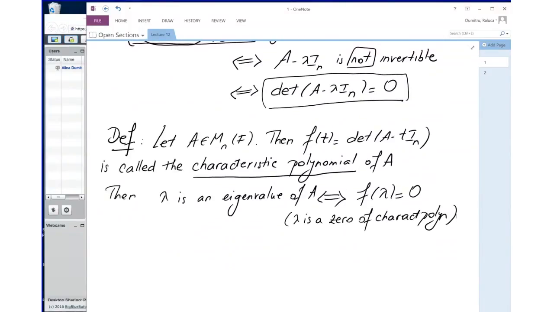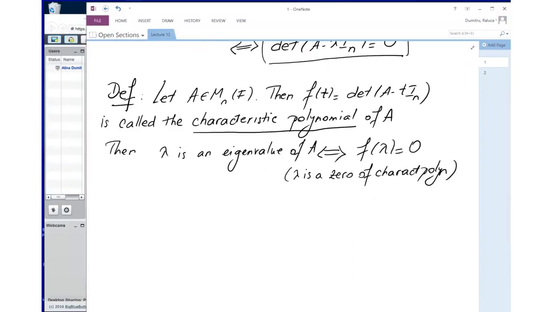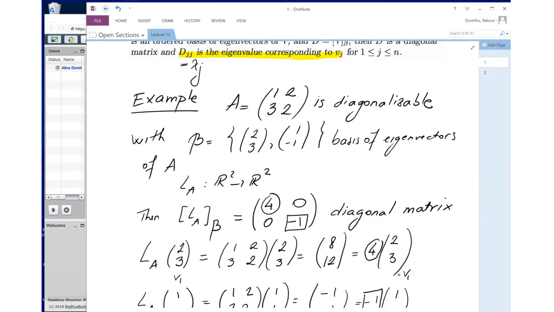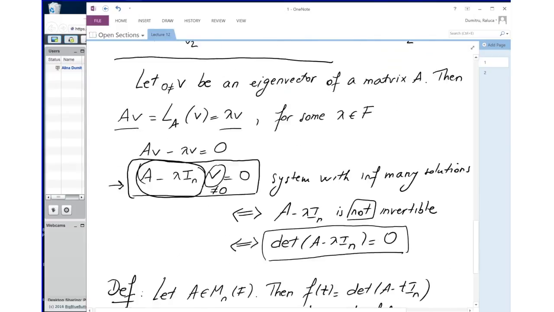So the plan is simple then, right? Given the matrix, we can find its characteristic polynomial and then find all the zeros, right? Easy to say, but if the polynomial has degree more than 2, it's not that easy, right, to do that, but still. So, for example, let's find the eigenvalues of this matrix here, 1, 2, 3, 2, the one that was given before.